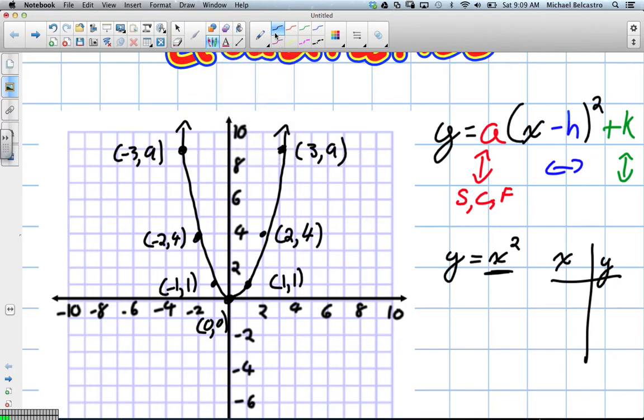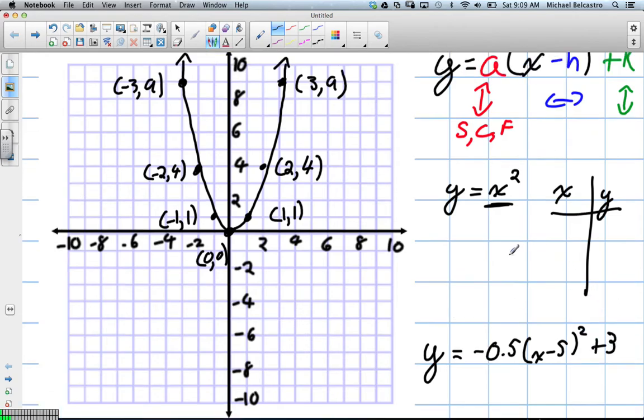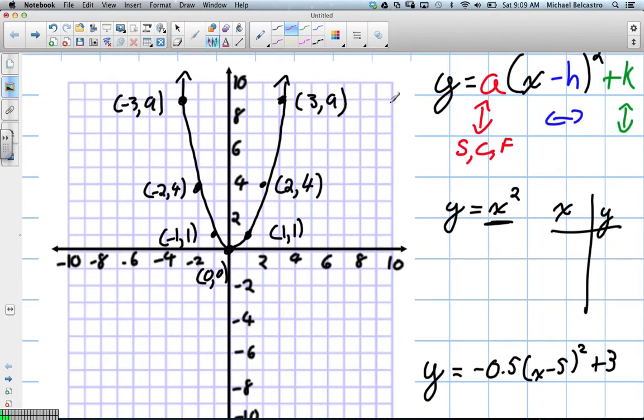Okay, so let's say we got a parabola now. They've given us an equation that says y equals negative 0.5 times (x minus 5) squared plus 3. We have to point out what our a, our h, and our k is. a is negative 0.5. h is negative 5, and k is our positive 3. Okay, so these are our 3 movements from this one.